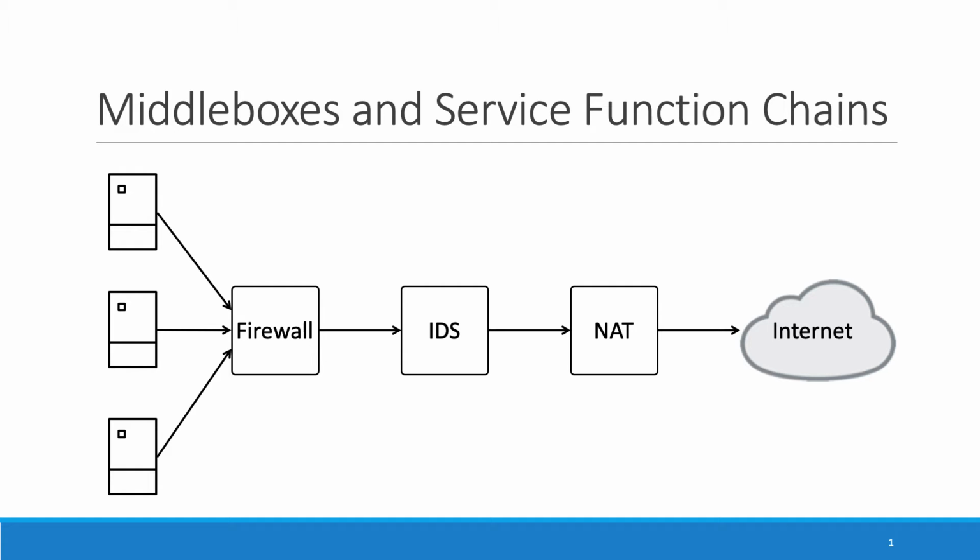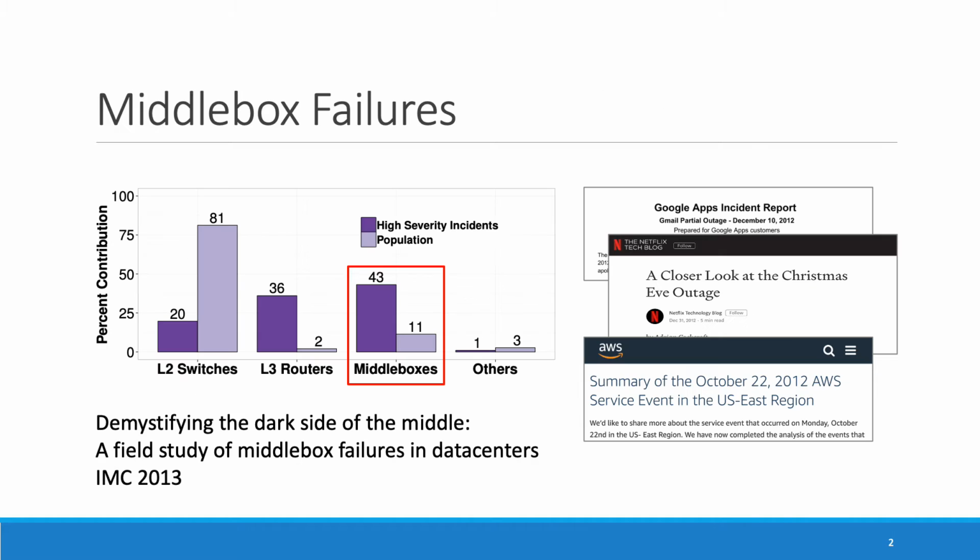Middleboxes are prevalent in enterprise networks providing different functionalities. Examples of middleboxes are firewalls, IDSs, and NATs. Packets commonly pass through an ordered sequence of middleboxes called a service function chain or simply a chain. Network operation depends on the reliability of middleboxes and service function chains.